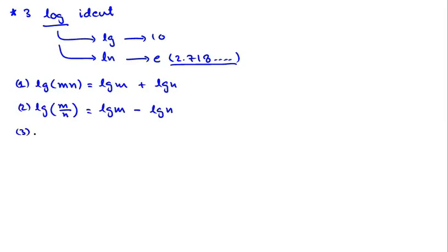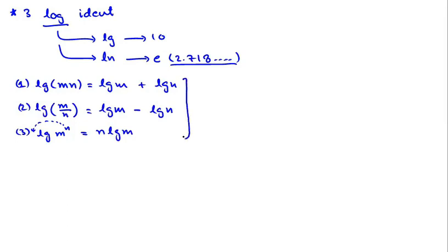And the third logarithmic identity or property, which is also known as power rule of logarithm, says that log of a power function m raised to the power n can be written as n times log of m. That is, log of a power function can be simplified by moving the power out front. So when we move the power n out front, this is what we get, n times log of m.